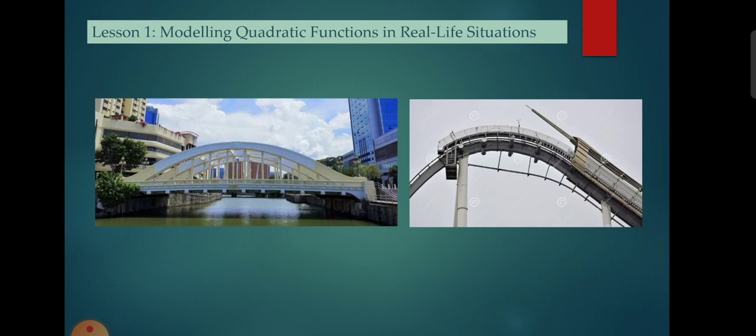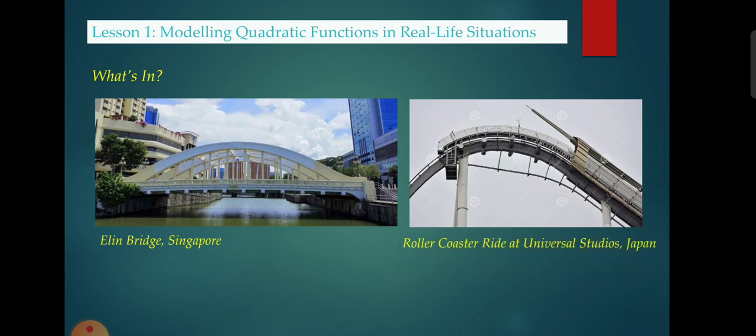So to start off with our lesson number 1 entitled Modeling Quadratic Functions in Real-Life Situations. As you can see, there are two pictures on the screen. The first picture on the left is a bridge, the second one is a portion of a roller coaster. The first picture is the Ellen Bridge found in Singapore. The second structural design is a roller coaster ride found at the Universal Studios, Japan.